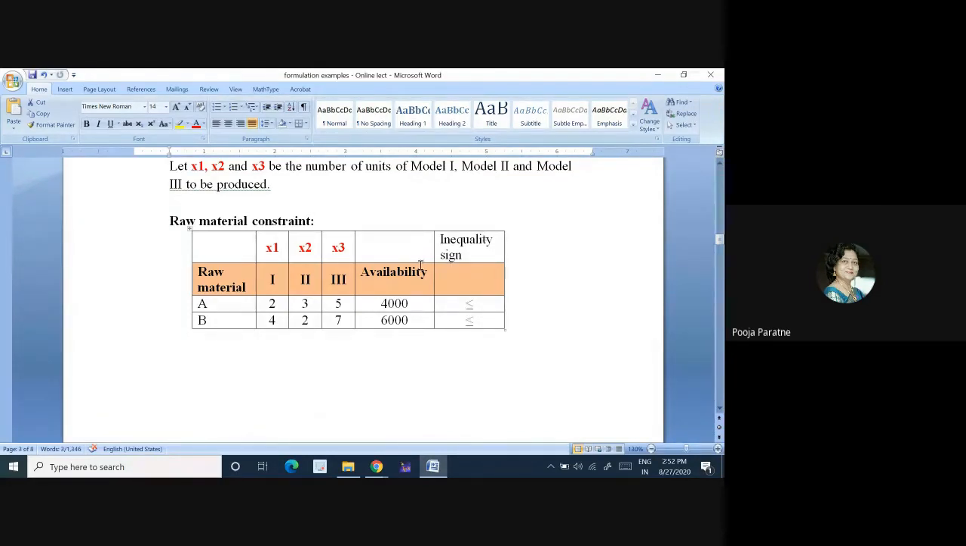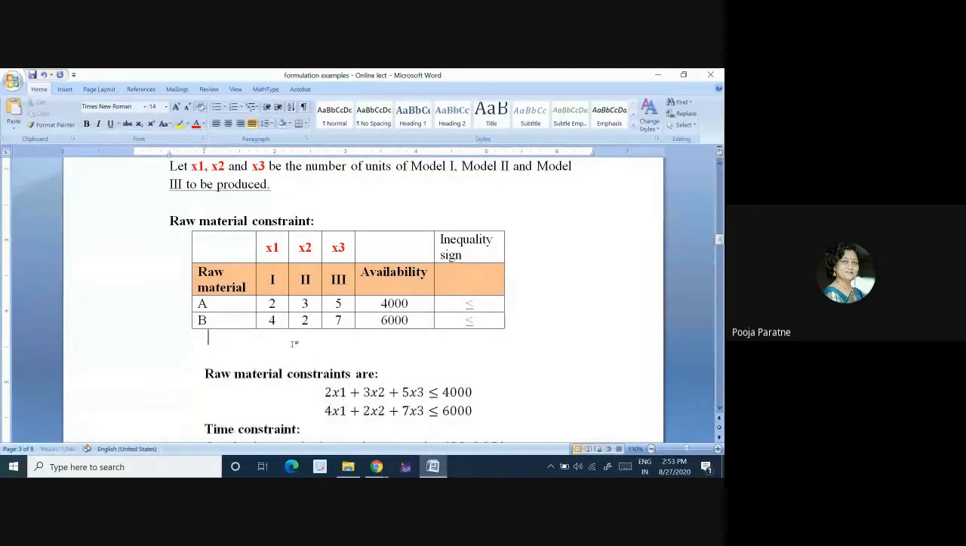So here this is just one additional column I have shown. It is not there in the example when you solve it, but for your convenience and understanding, I have put the table here. Availability means the maximum amount available, that much unit of material is there. So you have this less than or equal to sign. From this I can immediately write two raw material constraints, one constraint for raw material A and another for raw material B. Let us see what those constraints are.